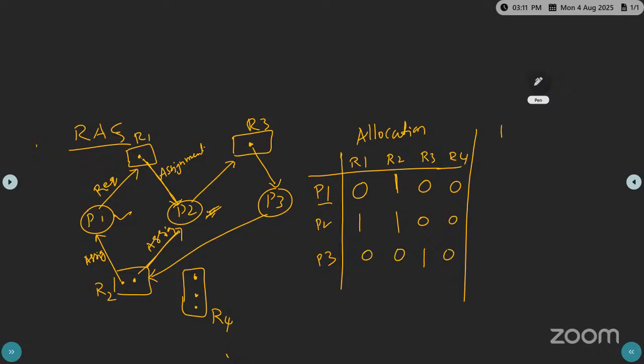Fine. And requesting. For the request, what is P1 requesting? R1, R2, R3, R4? See from this graph, process P1 is requesting resource R1. Only one resource is requested: R1. No R2, no R3, no R4. Right? Parallelly note down. For the process P2, it is requesting R3, no R2, R1, R4. Process P3 is requesting R2.